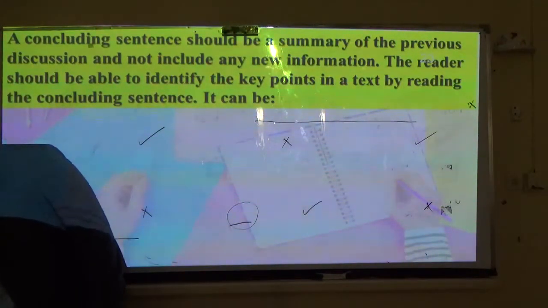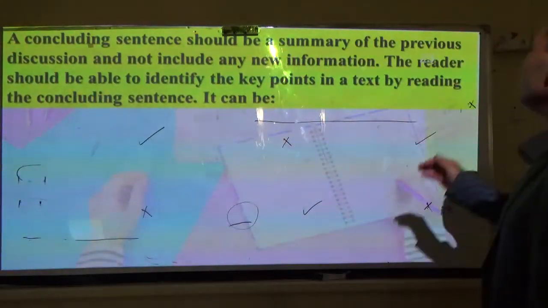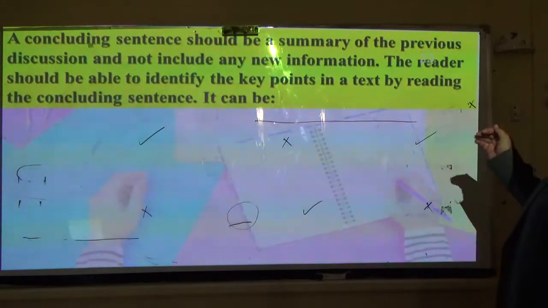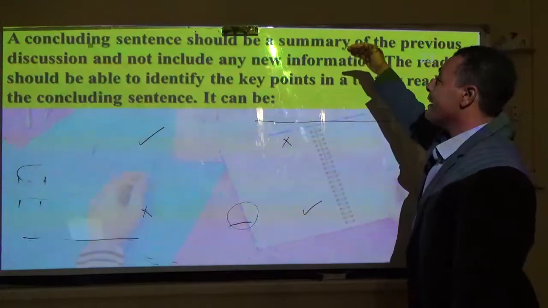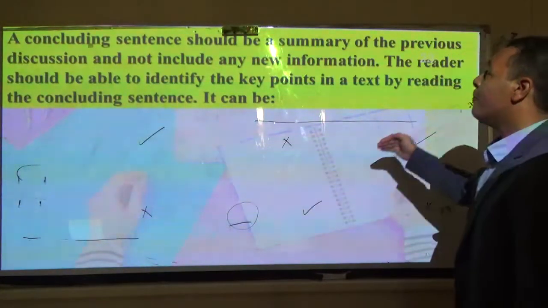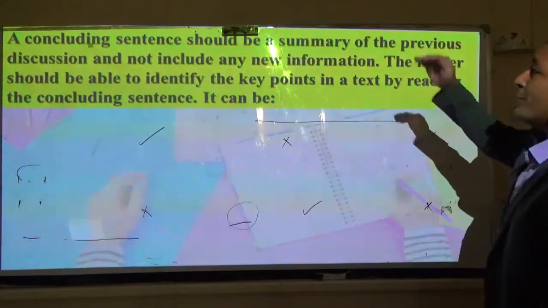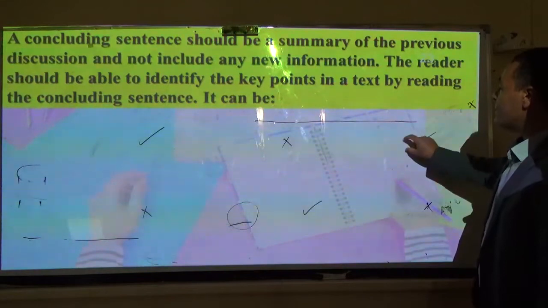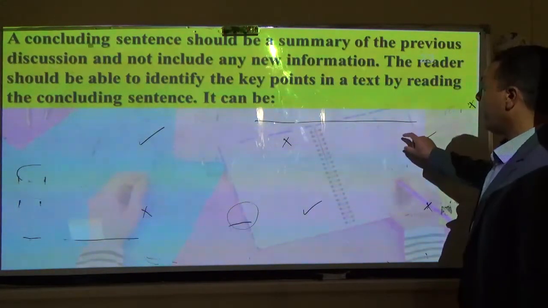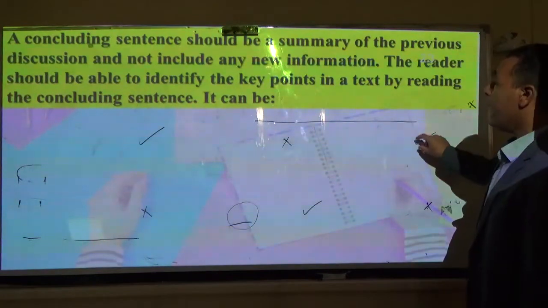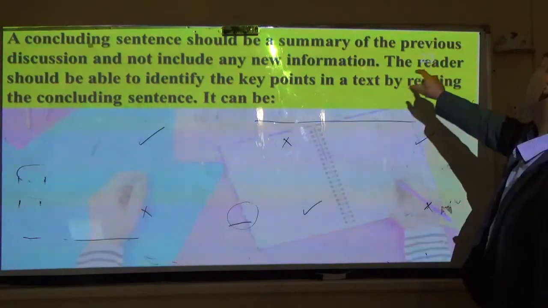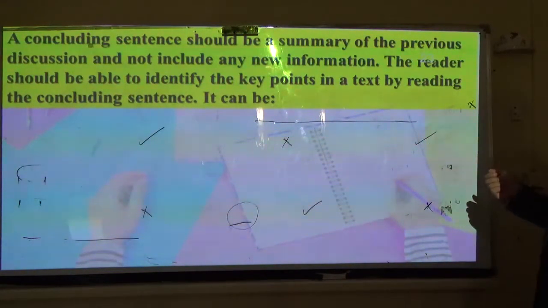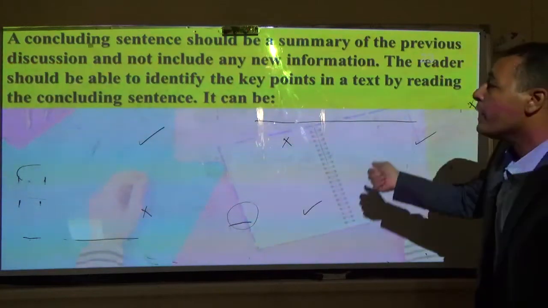A concluding sentence should be a summary of the previous discussion and not include any new information. So the concluding sentence comes at the end of the paragraph. It's a summary of the previous discussion, the discussion that is in the topic sentence and the supporting sentences. The reader should be able to identify the key points in a text by reading the concluding sentence.